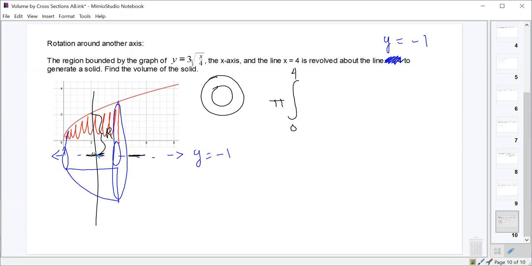And so what is that radius? It should be the function plus 1. It should be 1 plus 3 root x over 4. So that's our outer radius, and we're going to square that, right? Capital R is 1 plus that function. And what's the inner radius? The inner radius, the smaller circle, is just the gap, right? It's just the value between the x-axis and -1, which is just 1 unit. Everybody good with that?